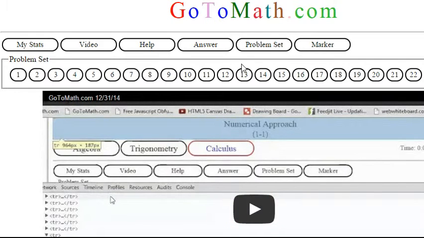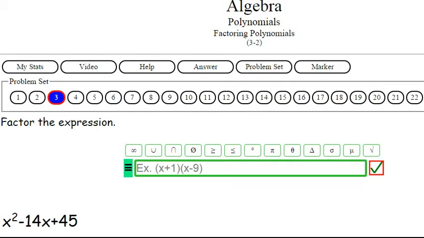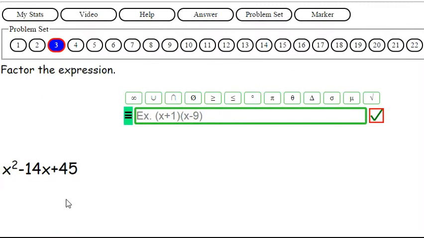We're over here at gotomath.com. Click on algebra. Let's go down to factoring polynomials, and we're looking at 3.2, it looks like. Okay, things are going to start getting a little hairier. This is 3.2. I'll write this down here. x squared minus 14x plus 45. Right. So what do we have? We have x squared minus 14x plus 45.